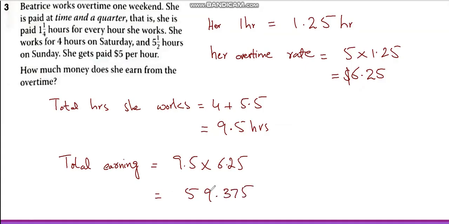59.375. As this is currency, we will round to the nearest cent. So we can round it to $59.38. Now let's proceed to the next question.